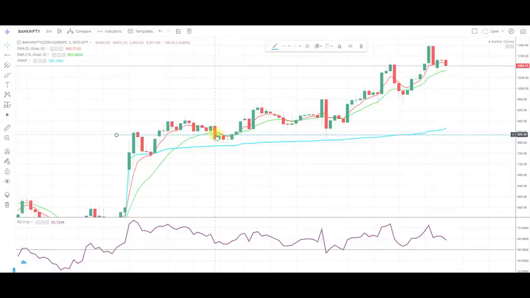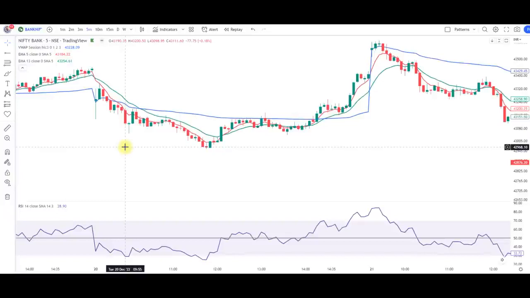So this is how we have to use the same setup in the option charts. We will see how this strategy worked in Bank Nifty for 3 consecutive days.